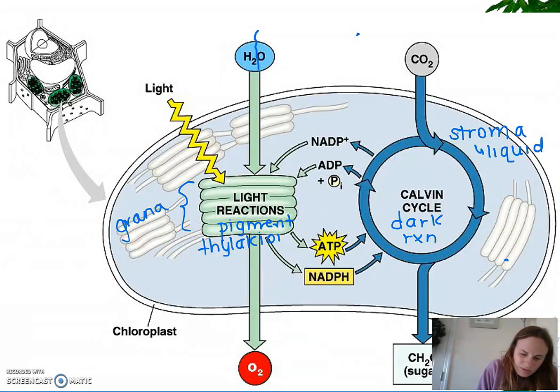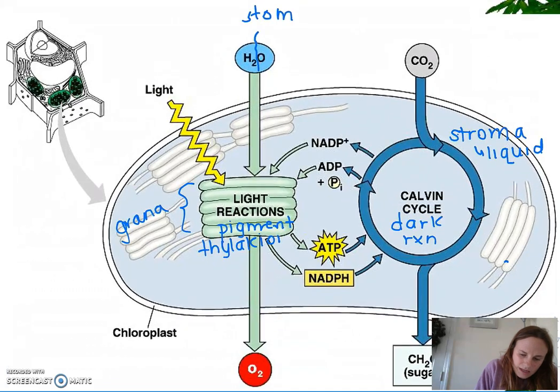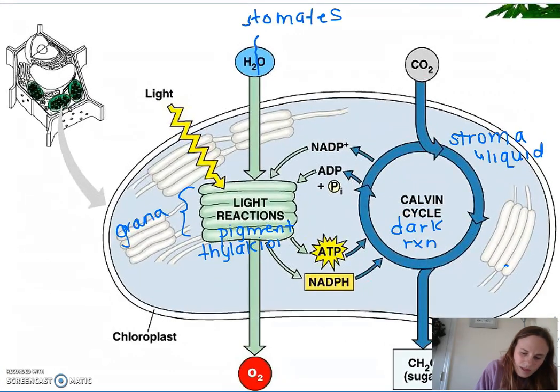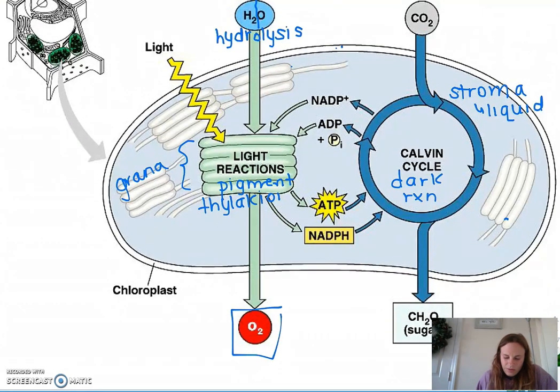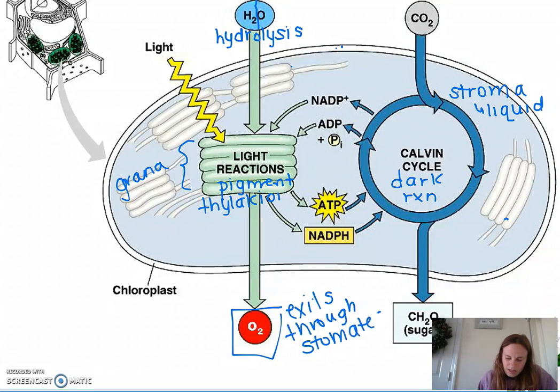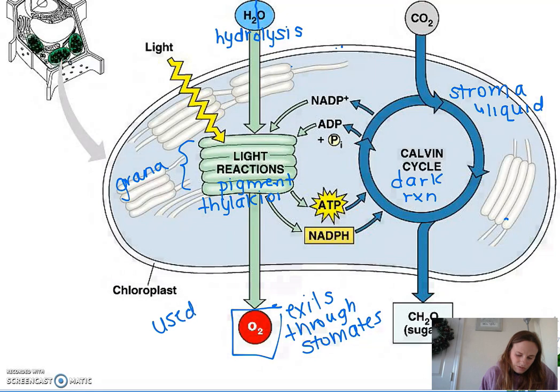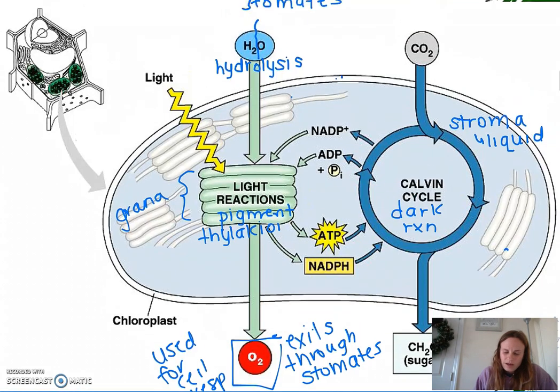So if we look at what's needed for photosynthesis to happen, you've got water. Water is going to be taken in through the stomates, and it is going to be hydrolyzed or split. So when that water undergoes hydrolysis, it's going to exit through the stomates as oxygen. And then that oxygen can be used for cellular respiration. So that oxygen is going to play a vital role in cellular respiration.